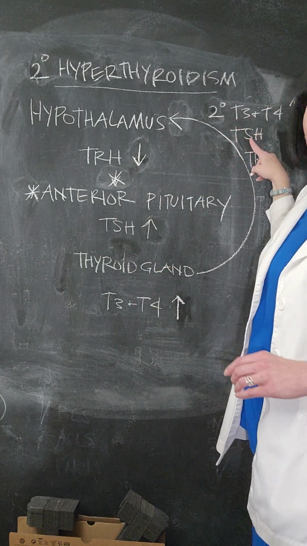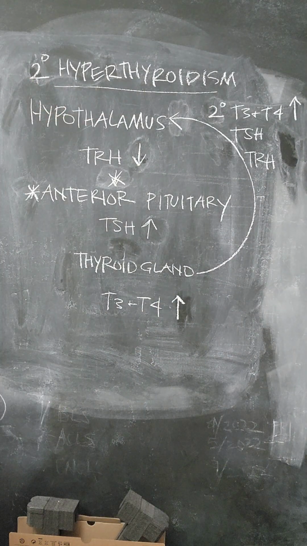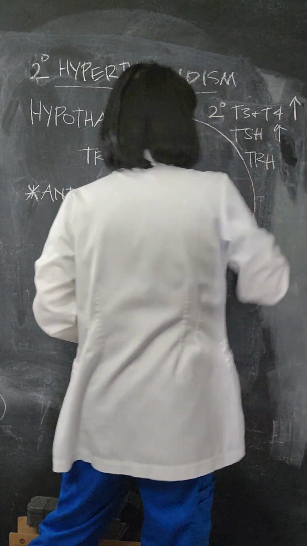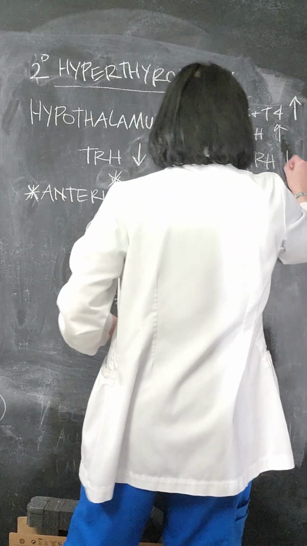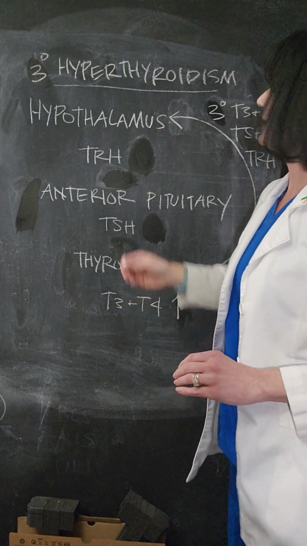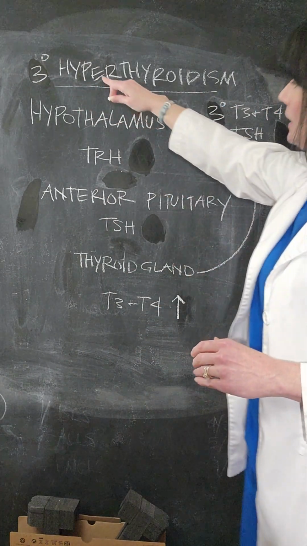So in secondary hyperthyroidism, T3 and T4 will be increased. Thyroid stimulating hormone will also be increased. Thyroid releasing hormone will be decreased. And our last one is tertiary hyperthyroidism.